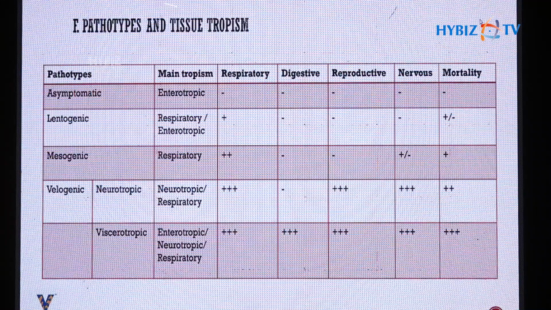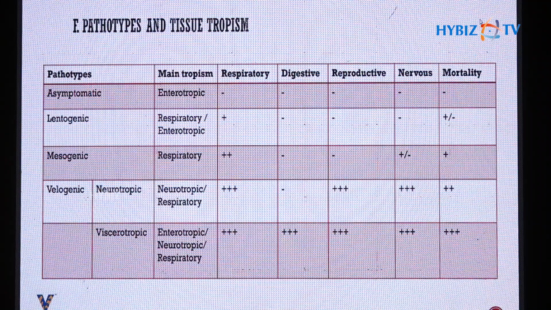The next thing is pathotypes and tissue tropism. Why I have put this particular slide is, several people say when there are nervous signs only, it is Newcastle disease. Don't come to that conclusion.